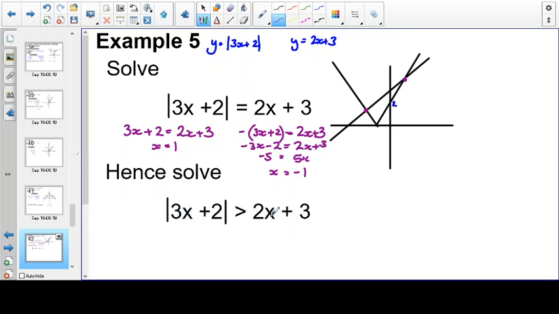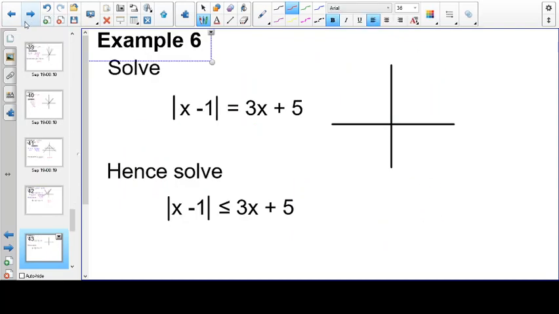Hence solve, modulus 3x plus 2 is greater than 2x plus 3. So where is the y-coordinate on the modulus greater than the y-coordinate on the line? Well, the modulus is greater than the line all along here and all along here. So all these x values where they are less than minus 1, and all these x values where they are greater than 1.